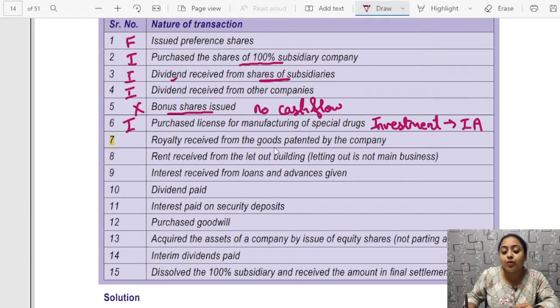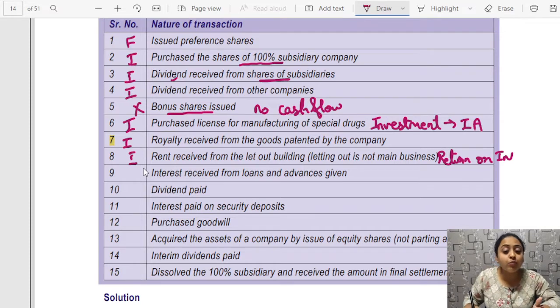Royalty received from the goods patented by the company. If you are receiving royalty, okay, this is also investing activity. Rent received from the let out building. Letting out is not the main business. Then you have done investment and you are getting return on investment. This is return on investment, so this is also investing activity.